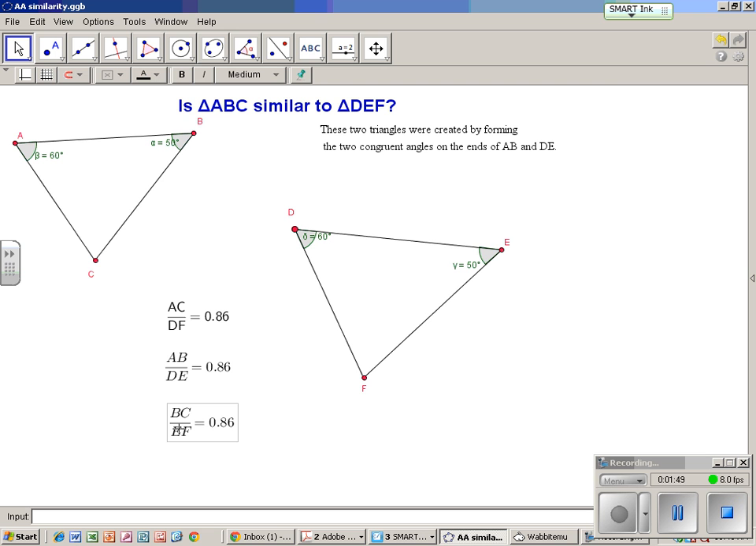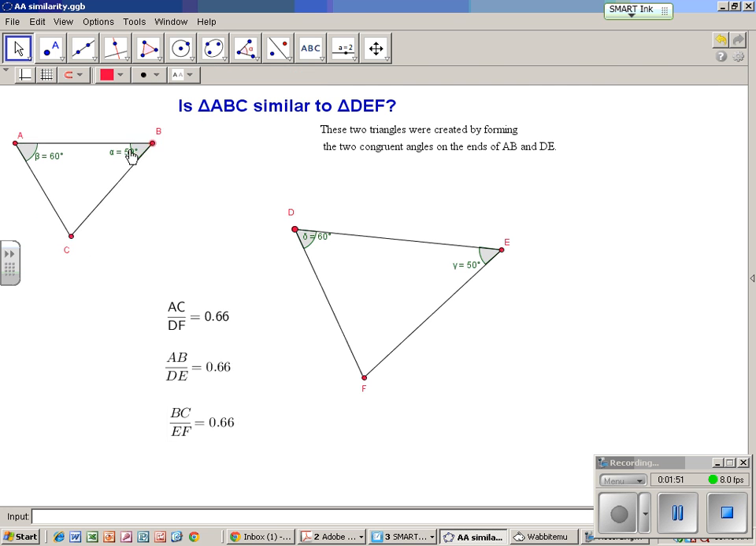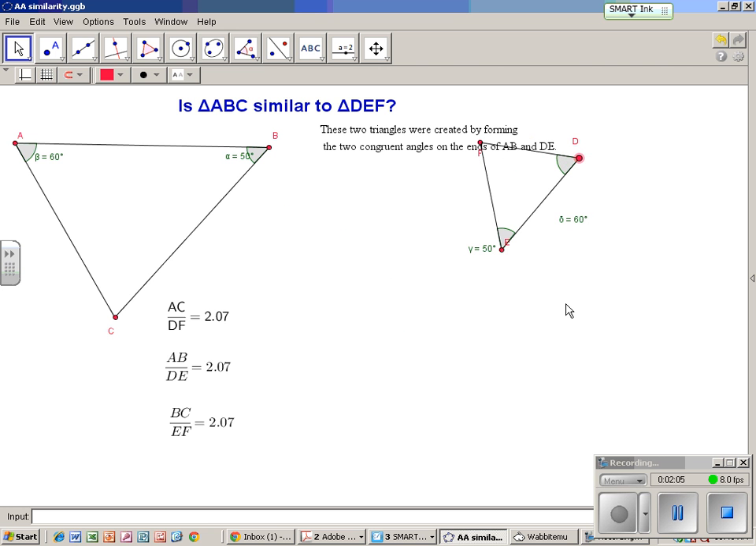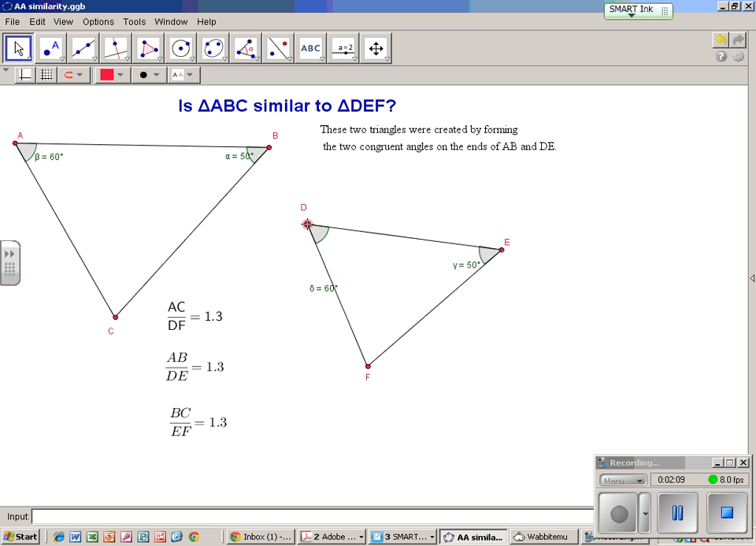sides. So as I move point B around, changing the lengths of each of the sides of that triangle, you can keep your eye on those ratios. If I move point D around, you look at those ratios, they're all equal to each other. Move the triangle around, those ratios are always staying the same. So what we have here are two different triangles, but all the corresponding sides have equal proportions. That's this 1.3 that you see for each of those three ratios.